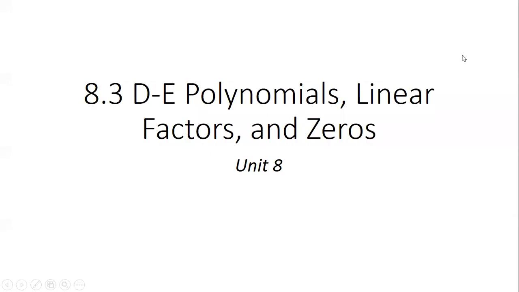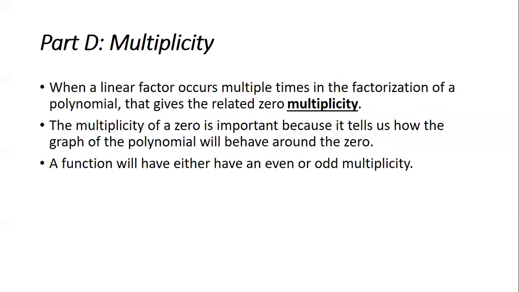All right, so we are doing the last two parts of 8.3. So 8.3, D through E of polynomials, linear factors, and zeros. To get us started on part D, we're going to talk about what's called multiplicity, okay? When you hear the word multiplicity, you should think the word multiple, right? Like more than one, okay?